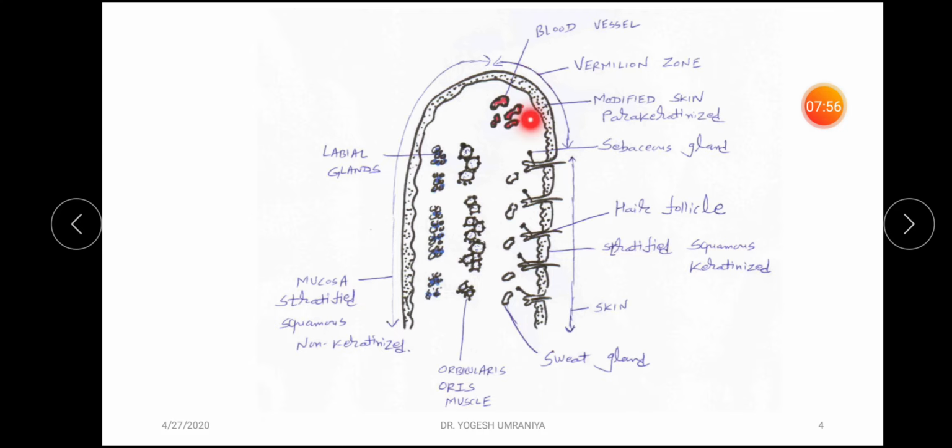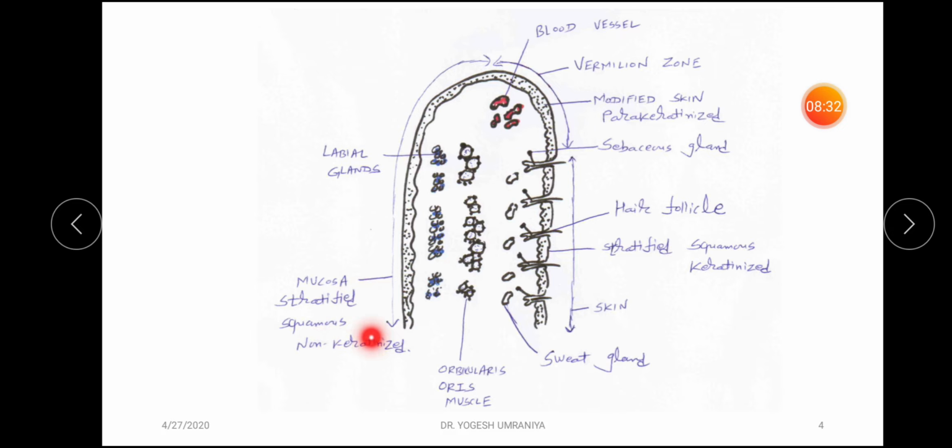The keratinized layer has an absence of nuclei in the top layer. Apart from the numerous blood vessels underneath the epithelium, there is an absence of the sweat as well as the sebaceous glands underneath this vermilion zone, and that is responsible for the cracking of the lip. So more cracking happens in this area, the vermilion zone, during dry weather because of the absence of the underlying sebaceous and sweat glands.